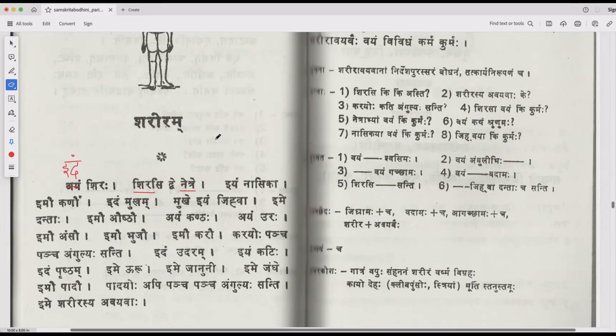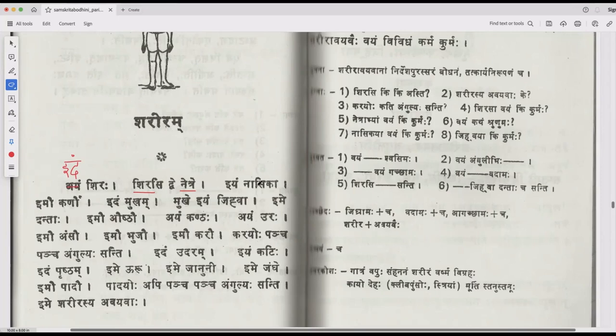Shiraha, shirasi, shiramsi. When you go to the seventh case, Saptami Vibhakti: Shirasi, Shirasoho, Shirasu. So Shirasi is the Saptami Vibhakti, in the head or on the head. Sakaranta napunsakalingaha, Shiras shabdaha, Saptami Vibhakti Ekavachanam.